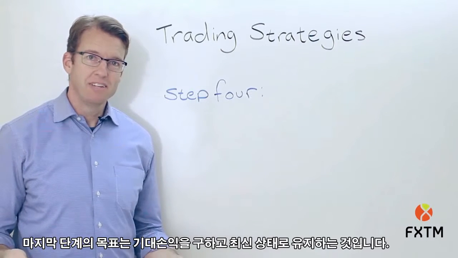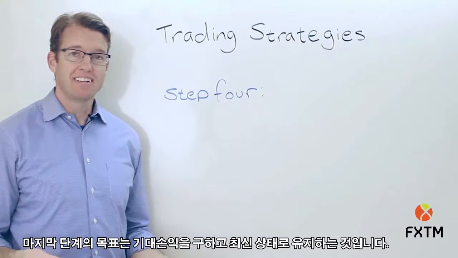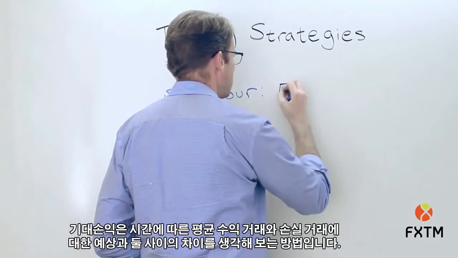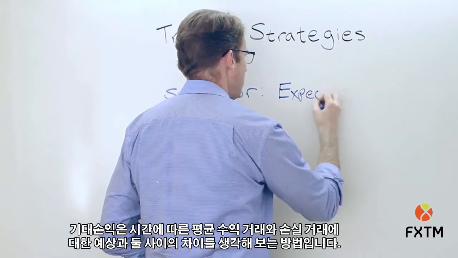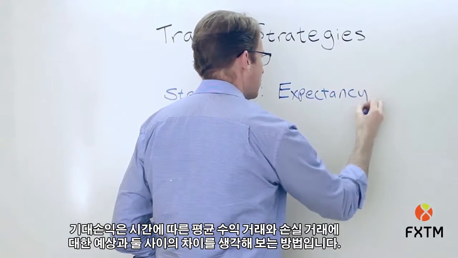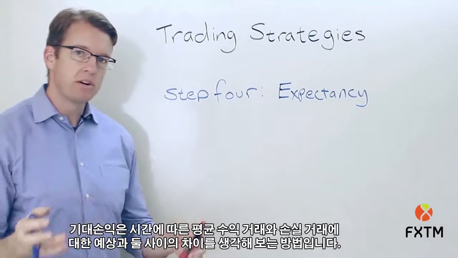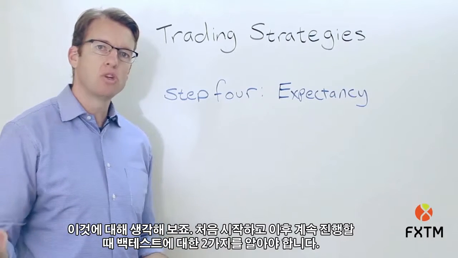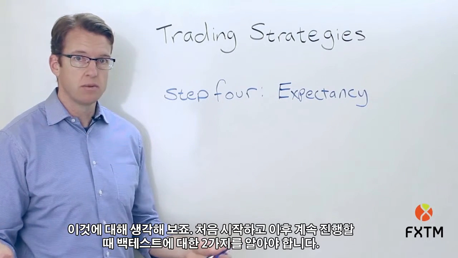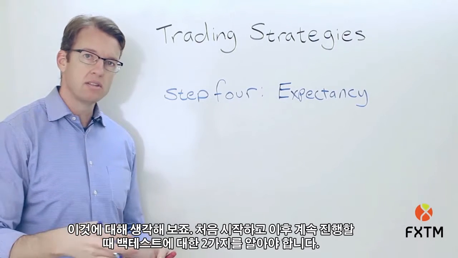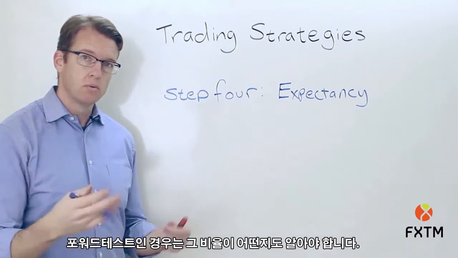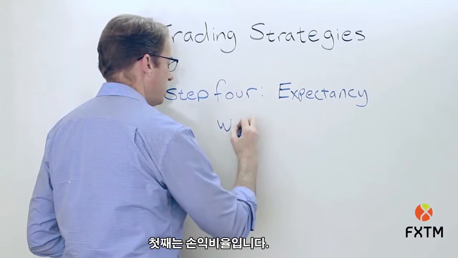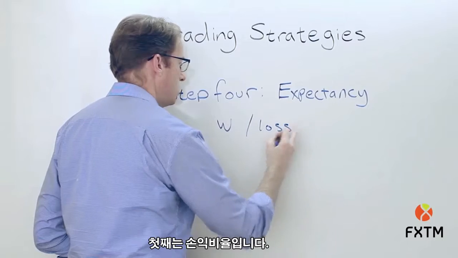Now, our last objective here is to develop an expectancy and to actually keep that expectancy up to date. So what does this actually mean? Well, expectancy is a way for us to think about what to expect over time from our average winners and losers, and what's the difference between the two. So let's think about this. We need to know two things about at least our back testing when we initially start, and then on an ongoing basis, in our forward testing, what are these two ratios looking like? The first one is a win to loss ratio.